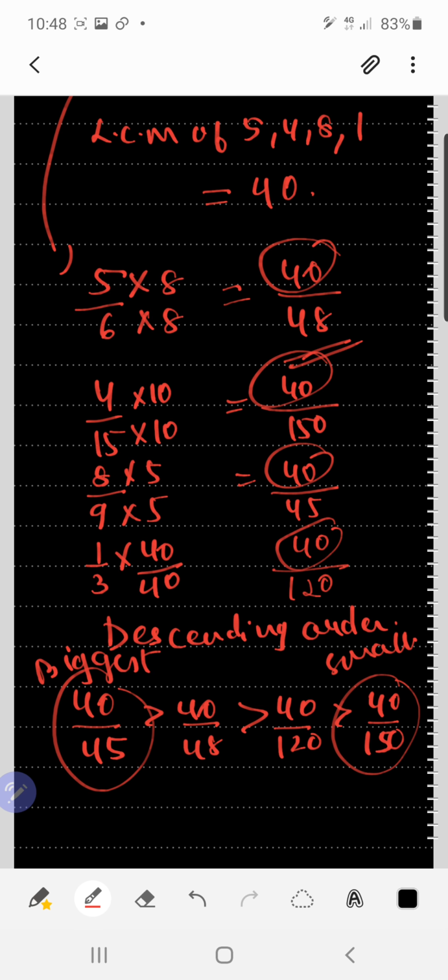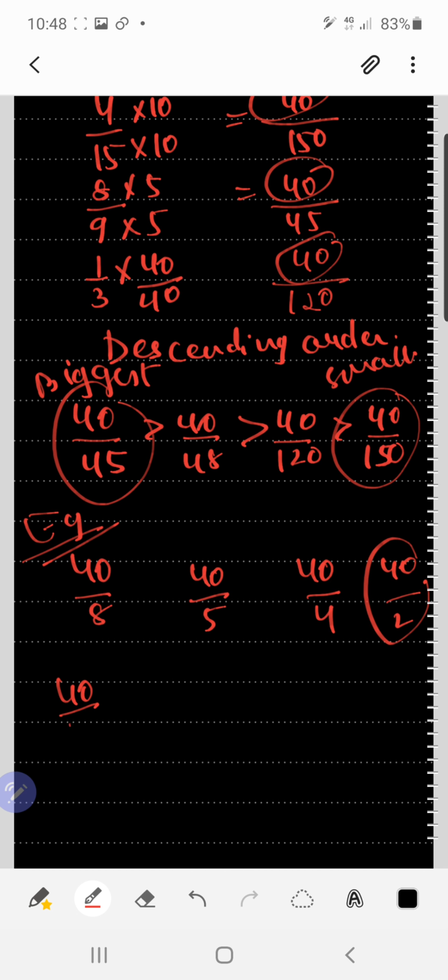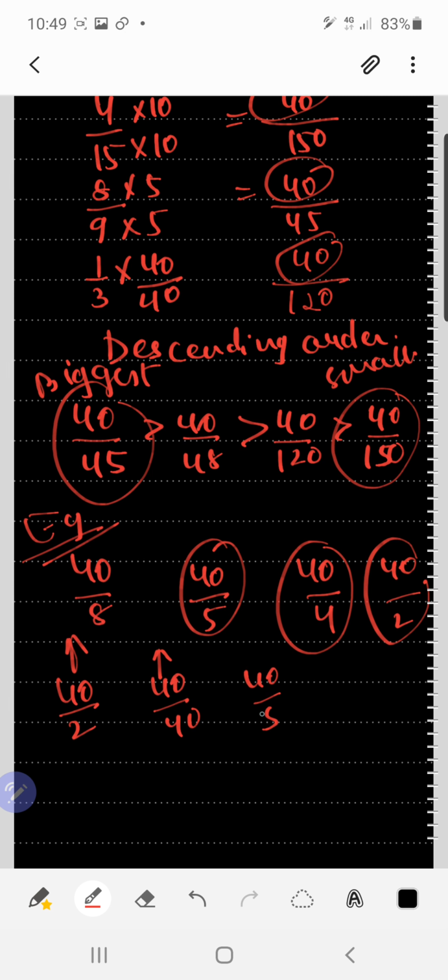Now if I say to you 40 upon 8, 40 upon 5, 40 upon 4 and 40 upon 2, which one will you prefer to keep ahead? Which is the biggest of all these? I am giving you an example. Now you will notice जिसका डिनोमिनेटर सबसे कम होगा वो बिगेस्ट होगा. जैसे कि ये तो 40 अपॉन 2 पहले, उसके बाद 40 अपॉन 4, ये बिगेस्ट है, ये उससे छोटा. देन यू हैव 40 अपॉन 5, देन 40 अपॉन 8.